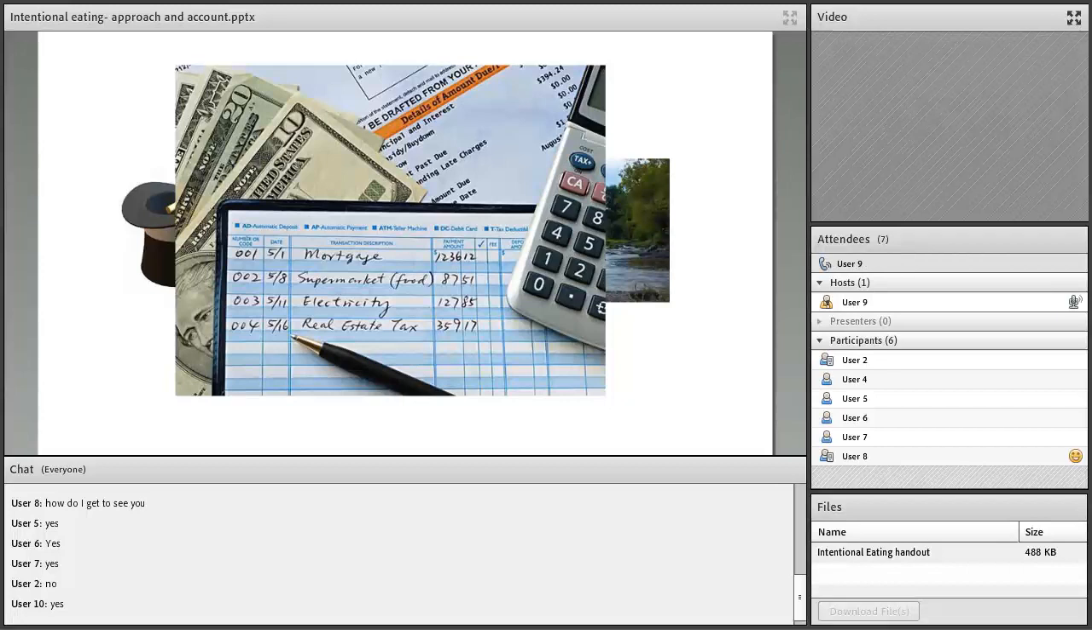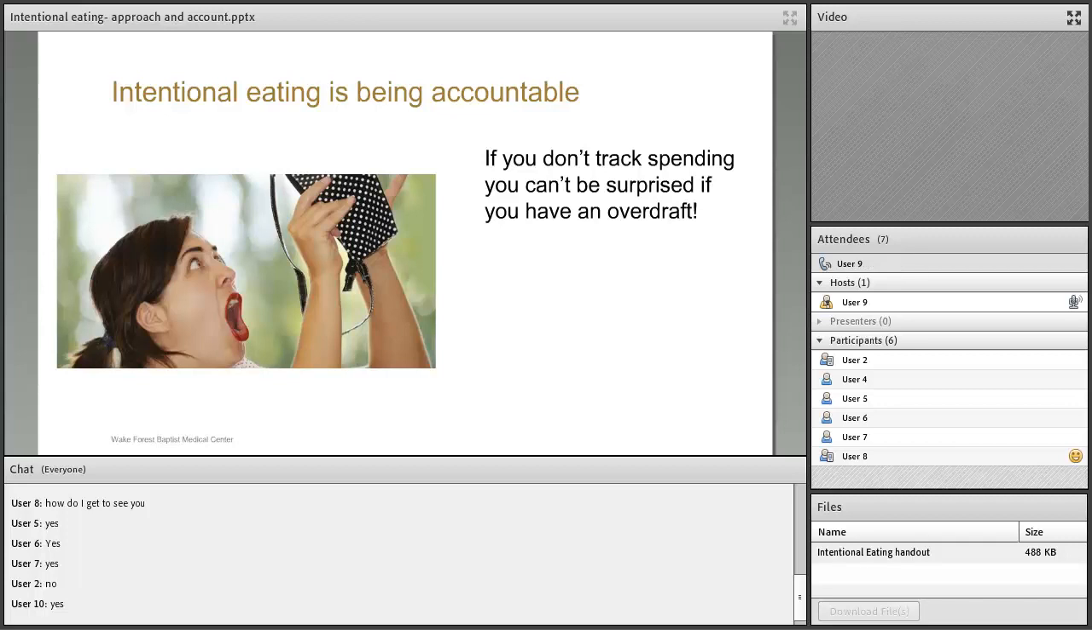Here's an example of a good old-fashioned checkbook, right? Even if you do online banking and you haven't written a check in years, you still look at your statements on a regular basis, and you know when money is coming out and when money is going in in order to be able to take account. If you don't track that spending, then you can't be surprised when you have an overdraft.